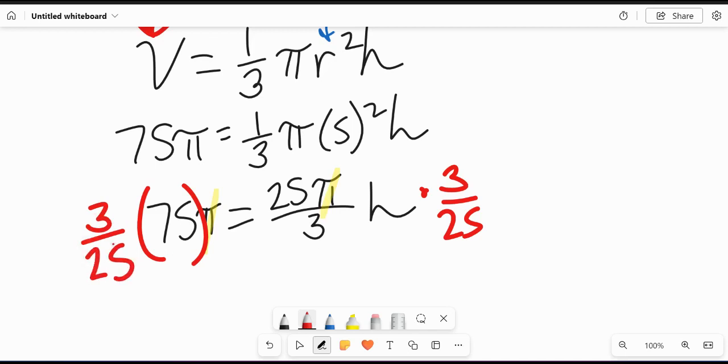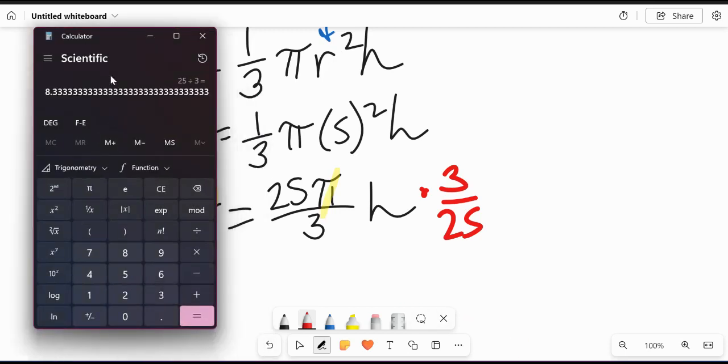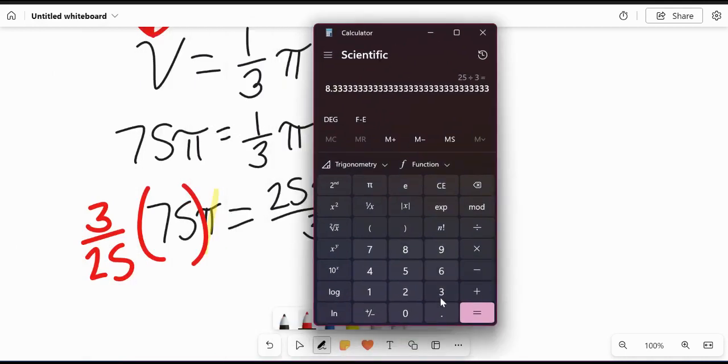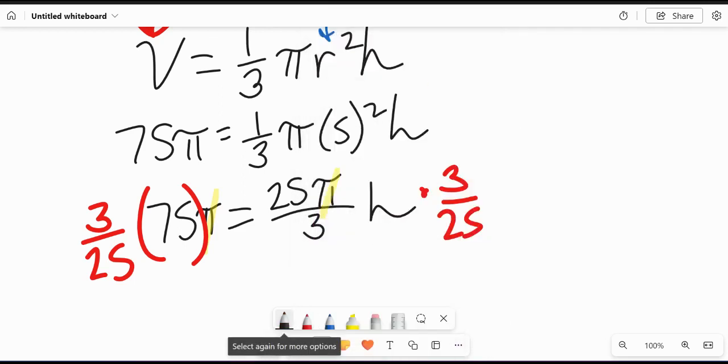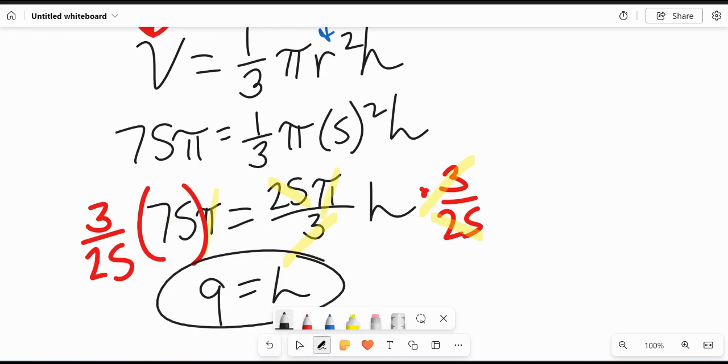Then you can use a calculator. 3 over 25 times 75, right? Or 3 times 75 over 25. Really doesn't matter. I'm going to do 3 divided by 25 times 75 is 9. So my final answer is 9 because these canceled out over here, right? So all I'm left with is h on the right side, and then I multiplied by the reciprocal on this side to get my final answer.